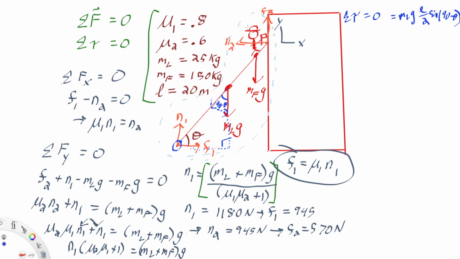The weight of the firefighter is also going to produce a torque. Oh, sorry, one more thing. What direction is the torque produced by the weight of the ladder going to tend to rotate this thing in? Clockwise, yep. So it's actually negative.